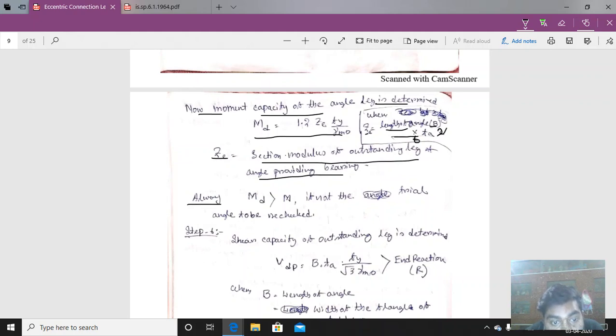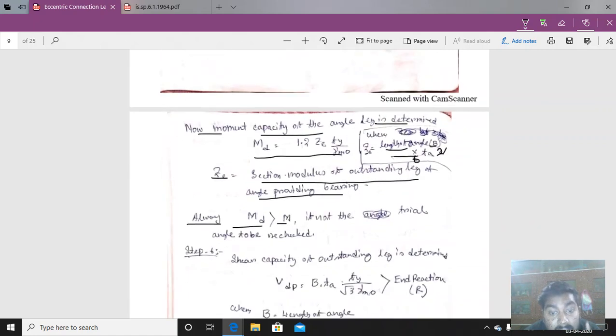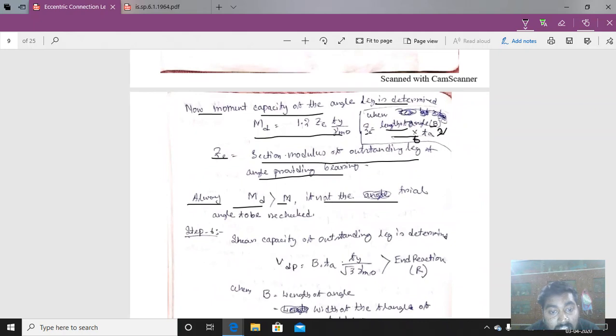Now always MD should be greater than M, that is, the moment capacity should be greater than the bending moment at the critical section. If not, the trial section is to be rechecked. So we have to redesign the trial section if that condition is not satisfied. You have to take another trial section and follow all the procedure.